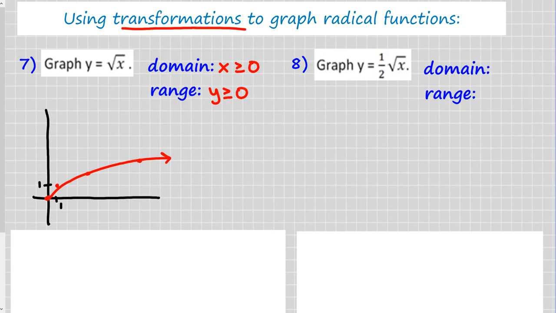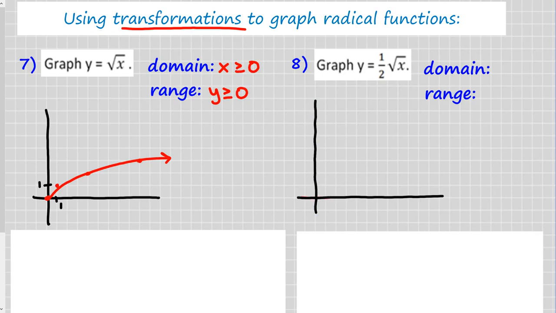So suppose we want to graph y equals 1/2 times the square root of x. What effect does the 1/2 have on the graph? Just like anything else that you're transforming, multiplying by 1/2 is a vertical shrink. So it's going to be 1/2 as tall as it originally was.